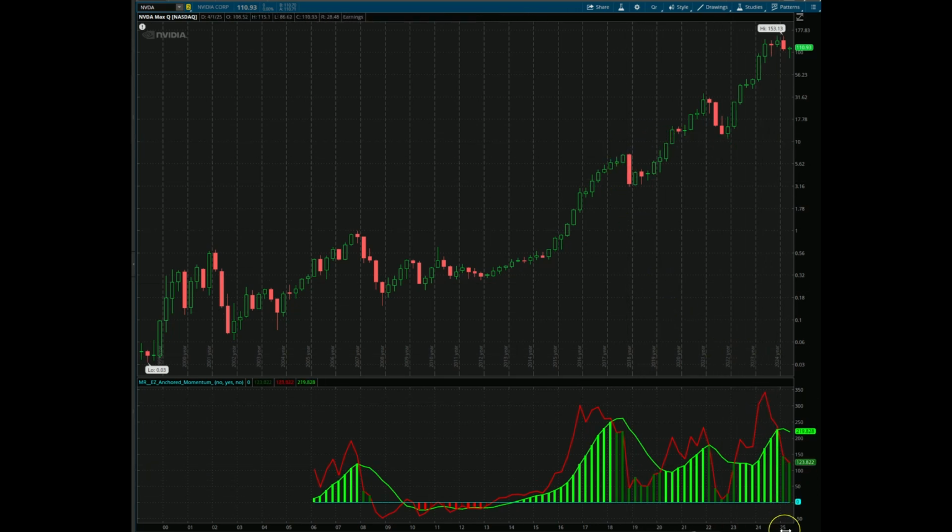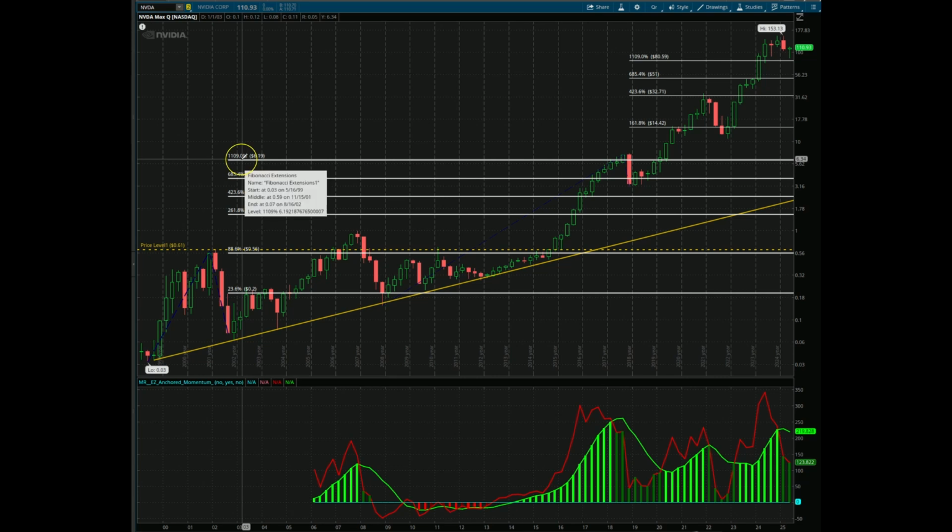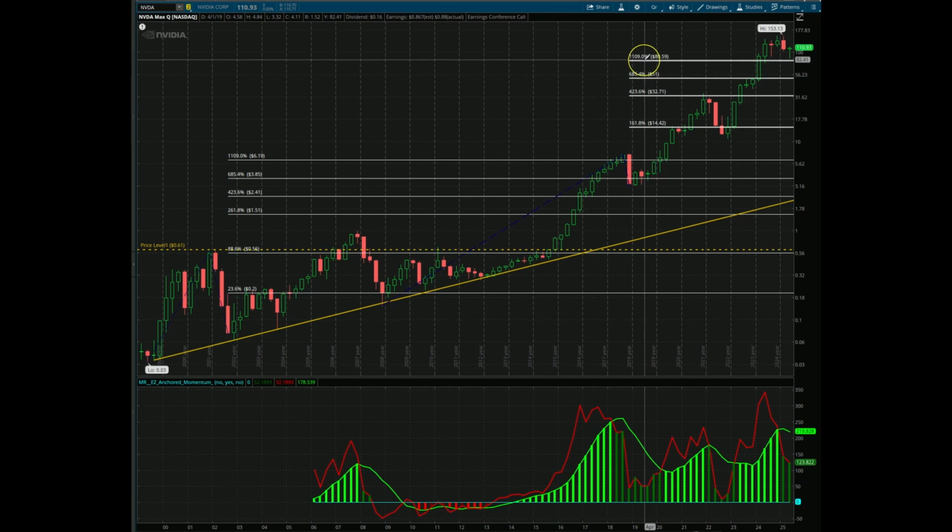If I bring up the annotations, these companies are doing some of the same thing. We're blowing out 1100%, blowing out another level of 1100%. And it's currently trading up above that area. Even though it's come down to some degree, it's still flying.